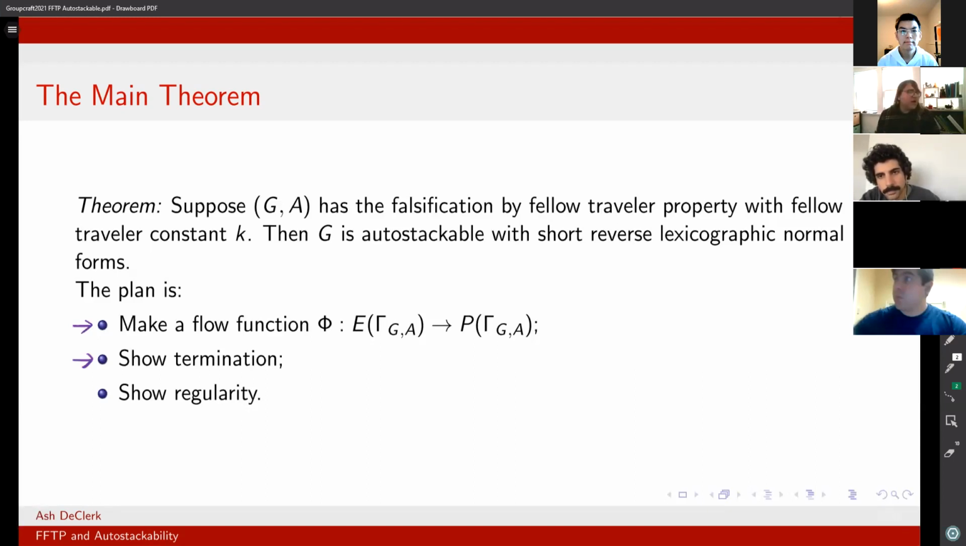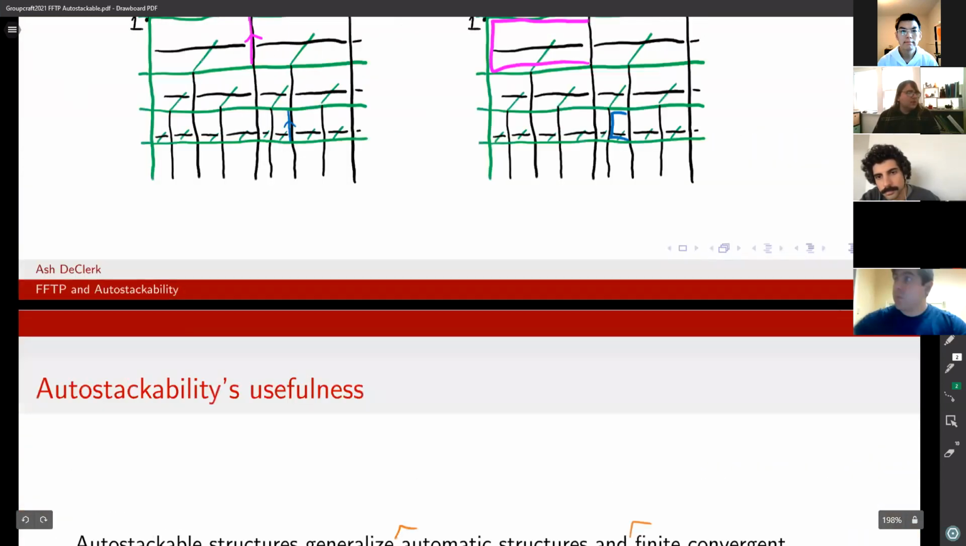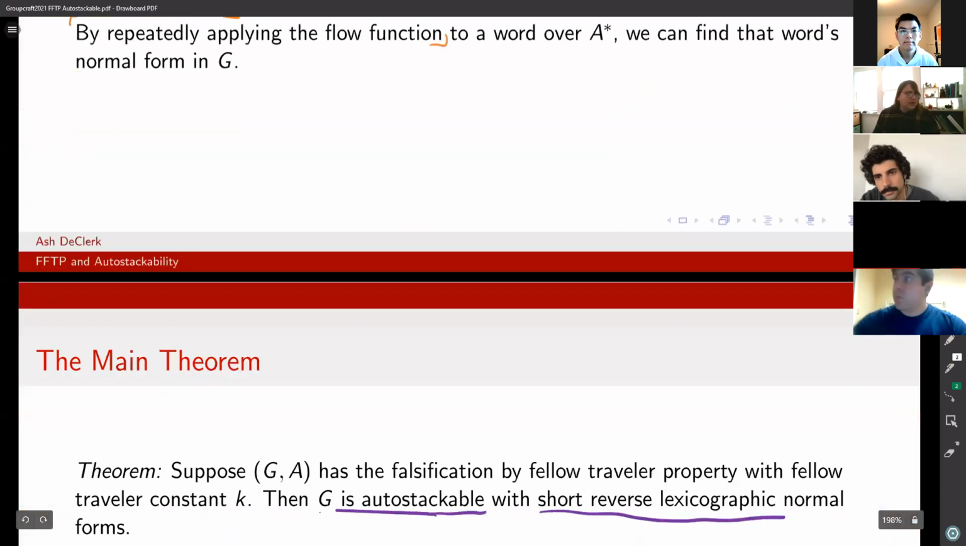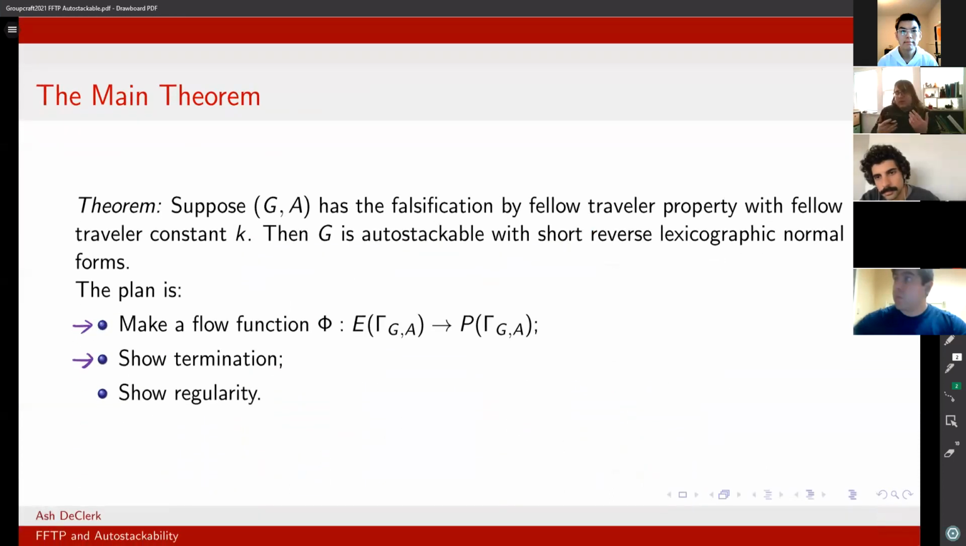So back when we were defining autostackability, we had this 4th point right here. So we have no infinite sequence of edges where basically you can apply the flow function forever and ever and keep getting different things. So we need to avoid that. We need to have this sort of termination condition. That's going to be the second thing we prove. And then the third thing we need to prove is going to be regularity. And that is basically we're going to be using closure properties of regular languages.